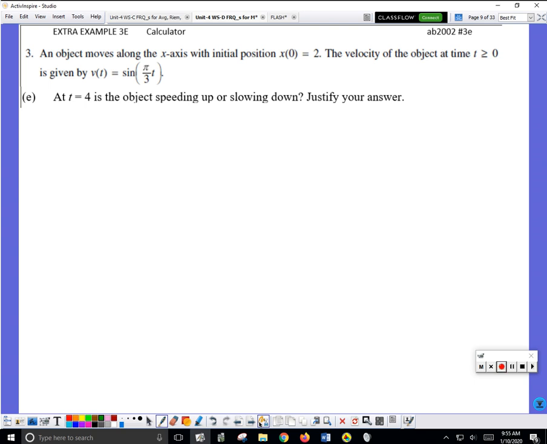Okay, it says an object moves along the x-axis with initial position x of 0 equals 2. So you should draw on your paper this. X-axis, y-axis. This is the origin, right here. But this particle is over here at location 2 when time is equal to 0. That's what the problem is saying. Questions?